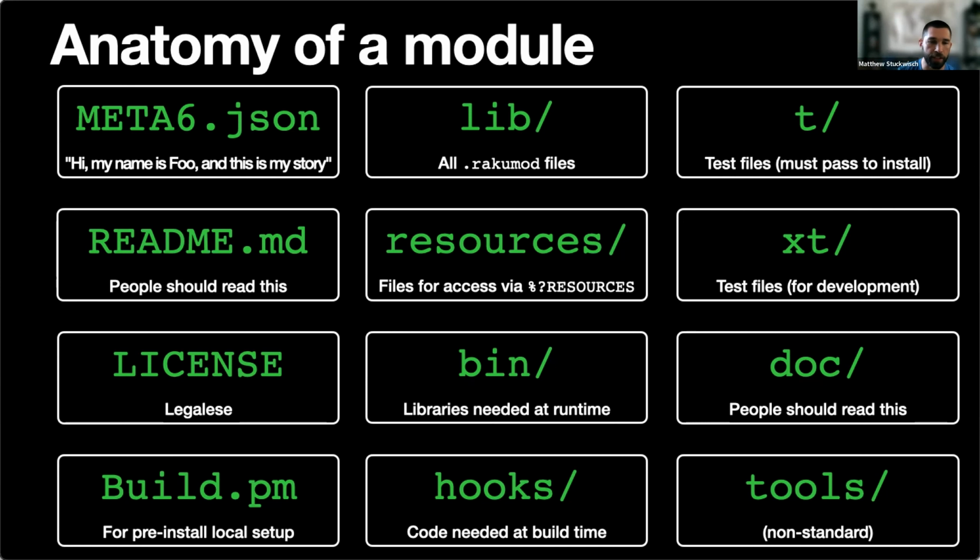Then we have two separate test files. We have T and XT. And this is actually a nice little distinction to have, because when you install a module, when you go on the command line and say zef install, insert module name, it will run every single test file in T. And sometimes those can take a lot of time, especially if you have a lot of test files, which ideally everybody should have. I'm very guilty of not having them.